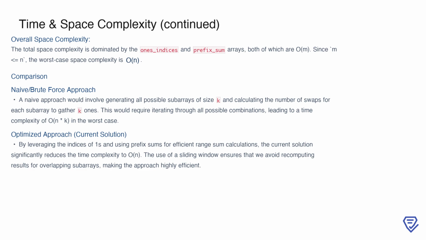To put this in perspective, a naive or brute force approach would involve generating all possible subarrays of size k and calculating the number of swaps for each subarray. This method would require iterating through all possible combinations, leading to a time complexity of O(n * k) in the worst case. In contrast, our optimized approach avoids this inefficiency by leveraging the indices of ones and using prefix sums to perform efficient range sum calculations. The sliding window ensures we reuse previously computed results for overlapping subarrays, reducing the time complexity to O(n), and making the solution far more efficient.